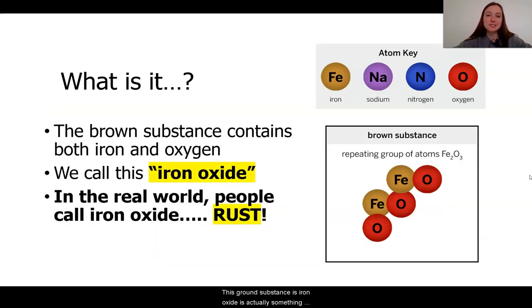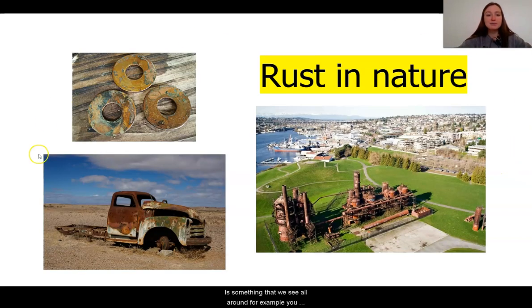So, this brown substance, this iron oxide, is actually something called rust, which some of you guessed at the very beginning when we were sharing our initial ideas. Now, what does this really mean? Rust is something that we see all around. For example, you might have seen it on cars or metals, or in Seattle, can anybody guess what this place is? It is Gas Works Park, which is just down the street from Hamilton Middle School, where I teach. So rust can be seen in many, many places.